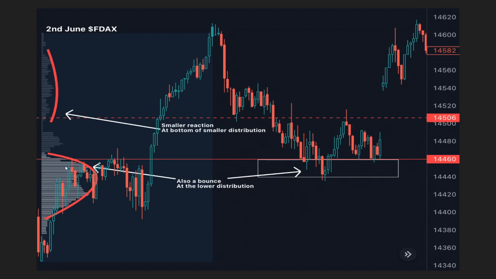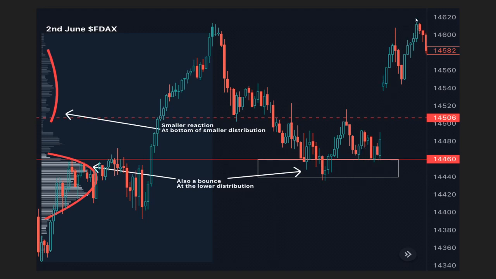Our take profit is going to be the top of this distribution, and we can maybe even hold short if we get below the major distribution. This didn't end up happening. The short served quite nicely, but then we end up bouncing quite a bit.